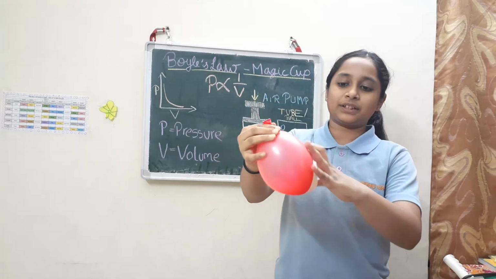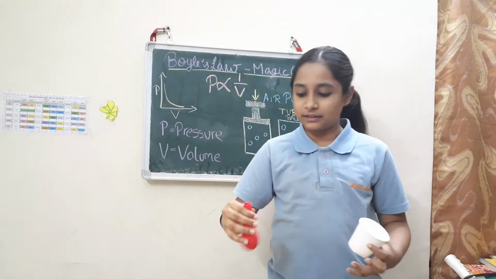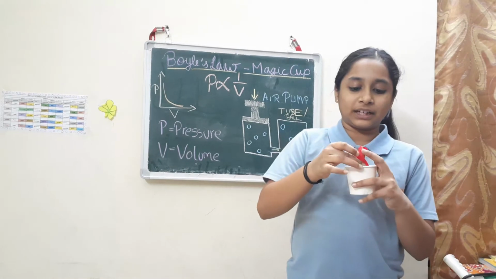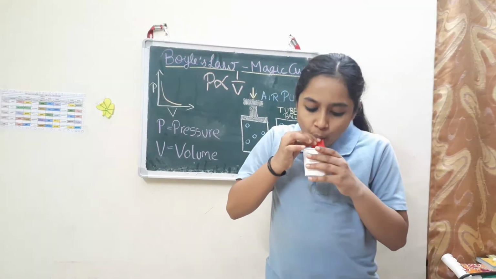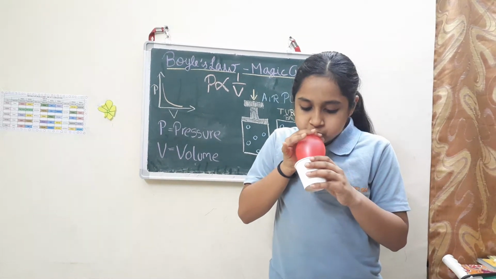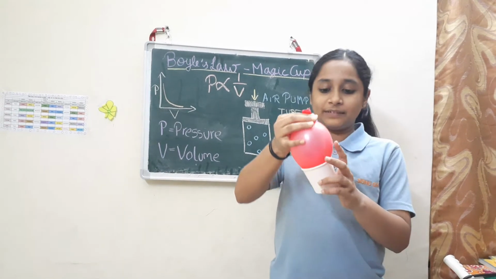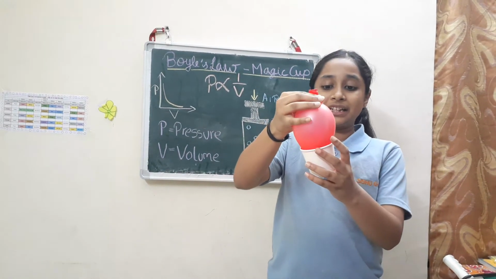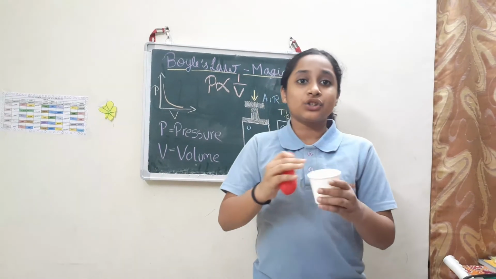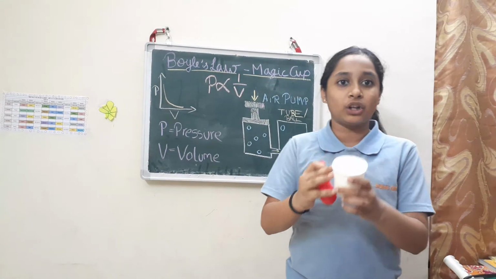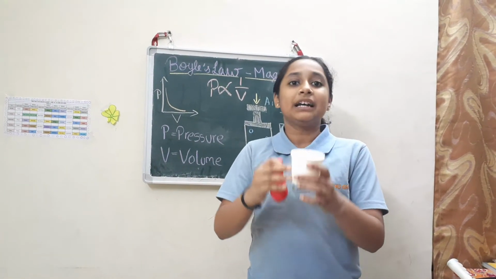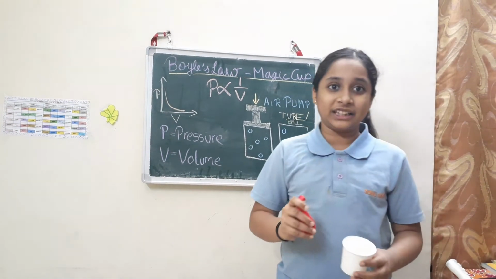As you see, the surface of the balloon gets curved. So when I start blowing it after keeping it in, when the surface gets curved, there is more space for the air. So the volume of the air inside the cup increases, so pressure decreases.